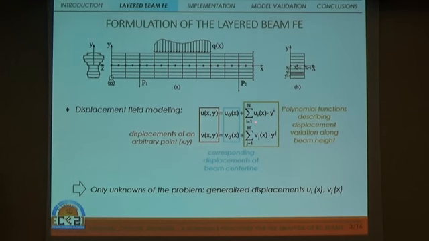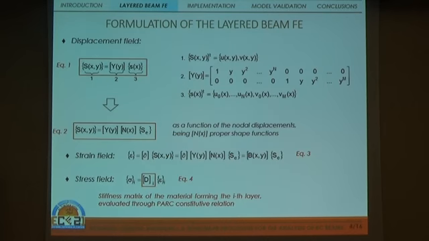And the only unknowns of the problem are represented by the coefficient of this expression that are the generalized displacement, which are only function of variable x. The same relation can be written in matrix form, and this is the generalized displacement vector, which can be in turn expressed as a function of the nodal displacement by introducing proper shape function, which depends on the type of chosen finite element, and in this work an isoparametric 3-node beam element has been adopted.